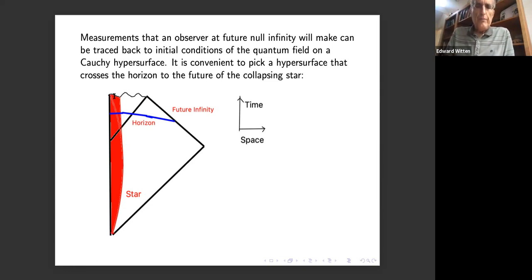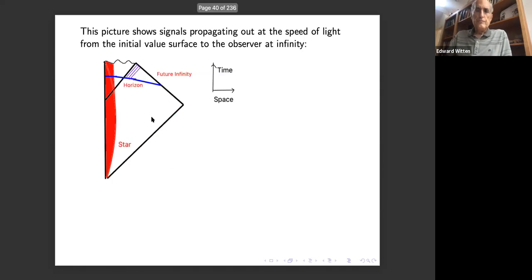Anyway, the star collapsed to the singularity, and outside the star, well, we draw an initial value surface that crosses the horizon outside of the star, well to the future of the collapse. So in a region that you might think is basically vacuum. And whatever will be observed at infinity can be traced back to initial conditions on this blue curve. So this picture here shows signals propagating out at the speed of light from the initial value surface to infinity. They're all meant to be at a pi over two angle from the vertical. And what it shows is that later arriving signals originated from closer to the horizon.